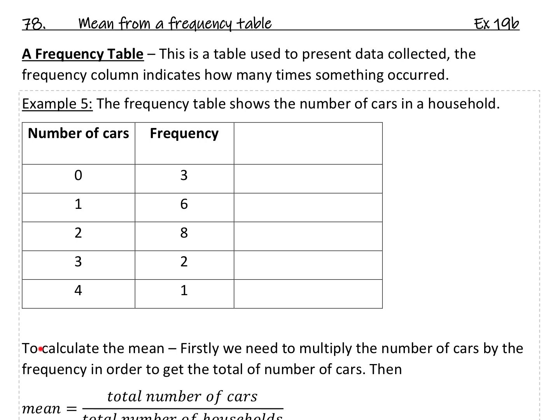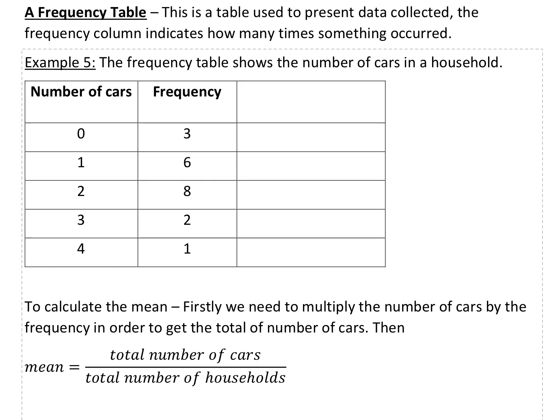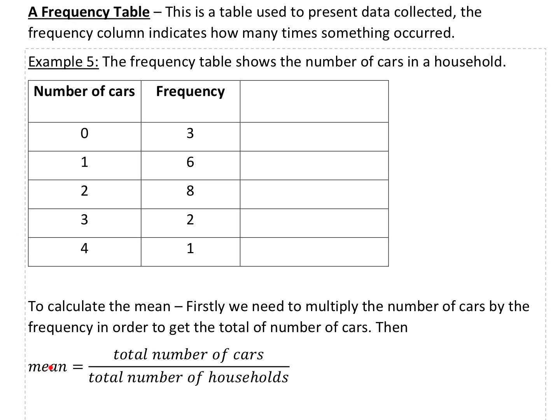Now, if you're going to calculate the mean, you firstly need to multiply the number of cars by the frequency in order to get the total number of cars. Why? If you think about the calculation to find the mean, you would want to know how many cars there are altogether in all of the households. You'd add up all the cars, and then you divide that by how many households there are.